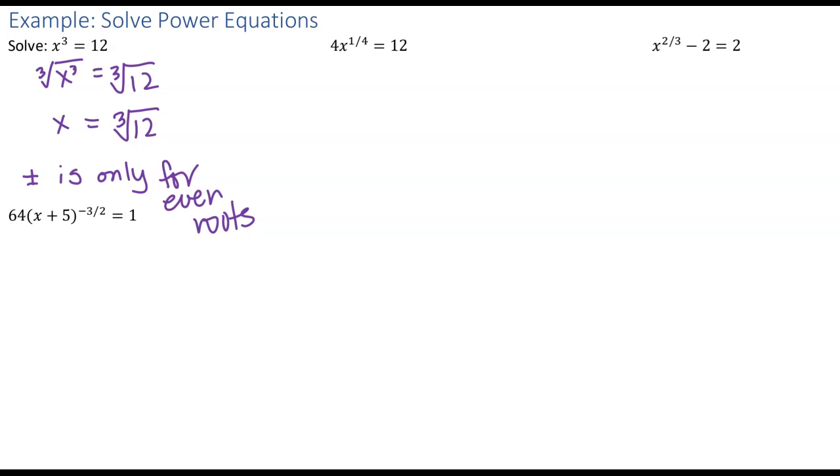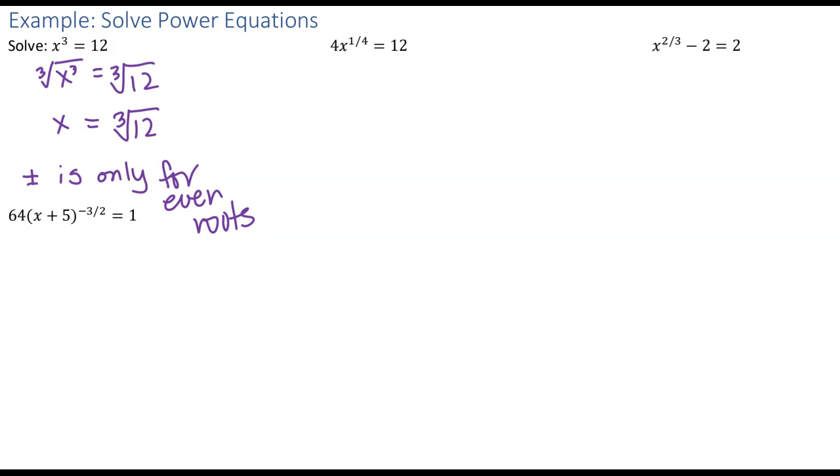So if you're taking a cube root or a fifth root, etc., you do not need a plus or minus on that. There's no confusion where when you cube a number, the sign disappears. The sign will actually stay exactly the same. So just go ahead and take the root and you're done. They're actually a little simpler than our quadratics were.